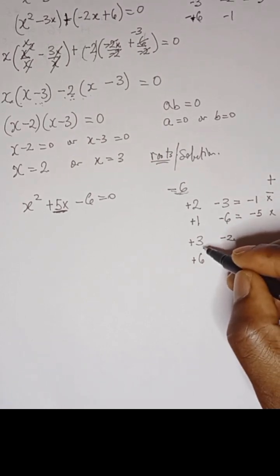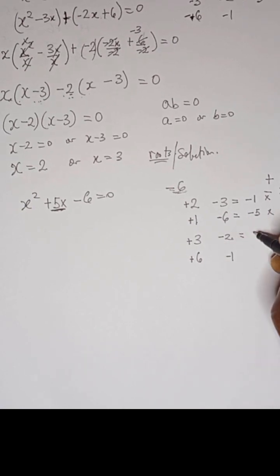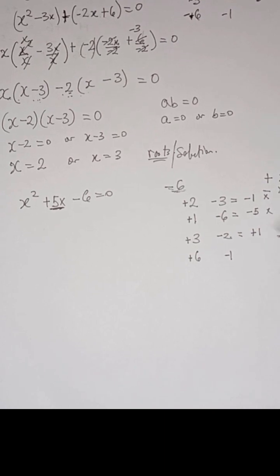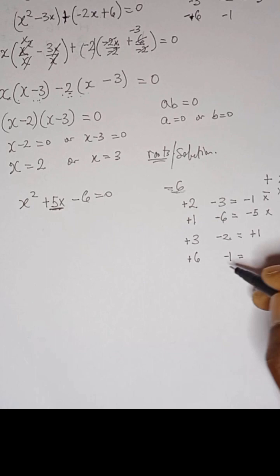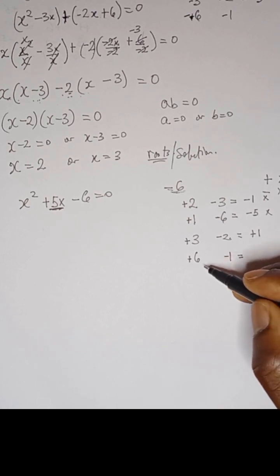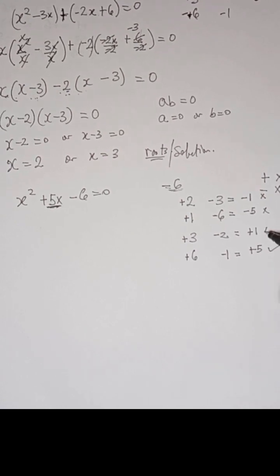Let's look at plus 3 minus 2. Plus 3 and minus 2 will give me plus 1. Then plus 6 and minus 1: 6 minus 1 is plus 5. Hence, this is the one we are going to use. Every other one will not work, whereas when I multiply them together, I will still get minus 6.